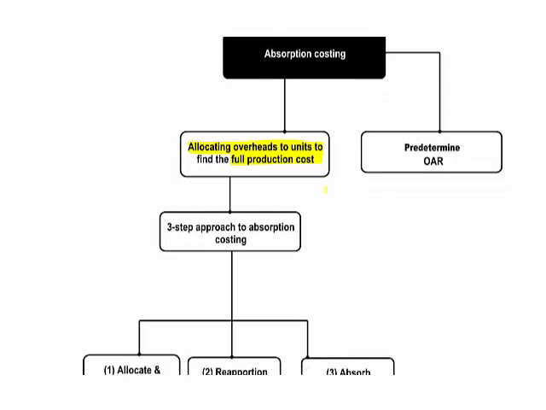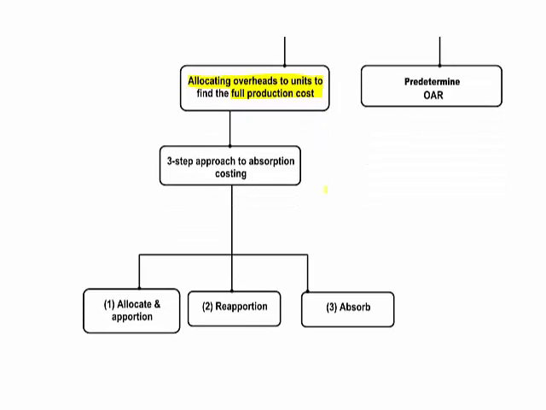And we've got a three-step approach to doing this. We'll start off then with allocation and apportionment of overheads, reapportionment of service centre overheads, and finally absorbing an amount of fixed overheads into individual units of production so that we can work out that total production cost and complete our absorption costing cost card. We're going to tackle these steps in this chapter once we've understood the basics of absorption costing and why it would be useful.